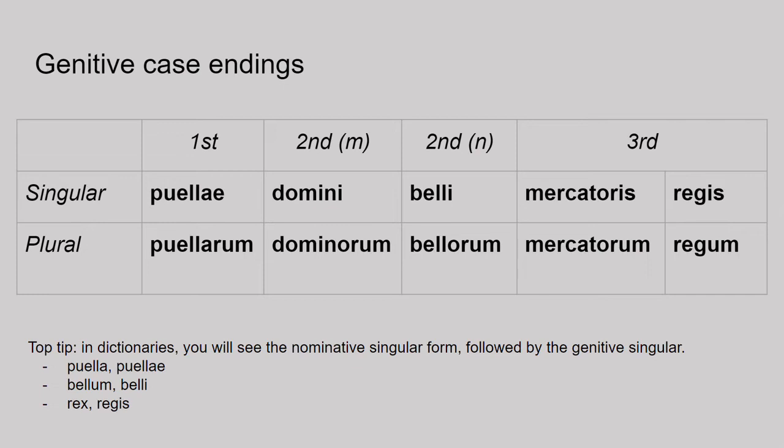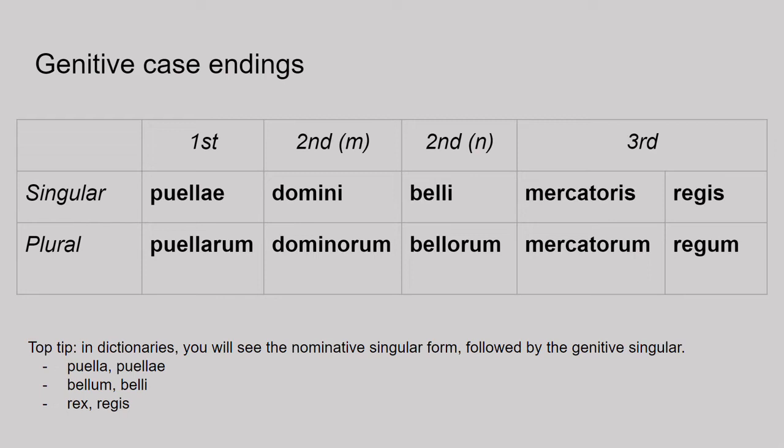The third declension genitive singular ending is unique for that declension, but it could be mistaken for the first and second dative or ablative plurals, so be careful there. However, the genitive plurals are nice and easy to spot generally. You just have to look for the -arum or the -orum endings for the first and second, and the -um for the third declension.